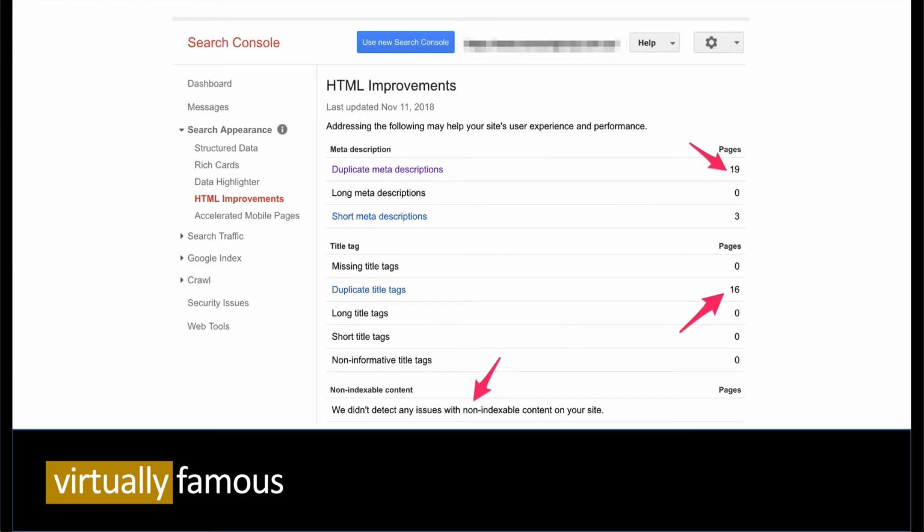Another thing Search Console does is it scans your site and tells you where there's problems in your SEO and HTML. So in this case, I can see I have 19 duplicate meta descriptions. That means the same meta description on 19 different pages. And I have 16 duplicate title tags.